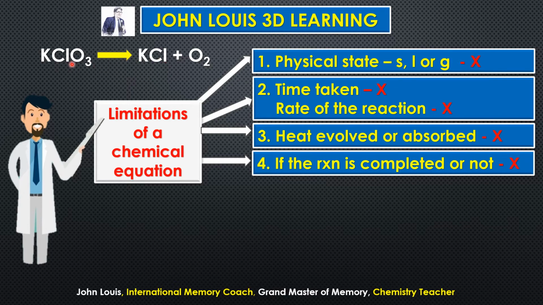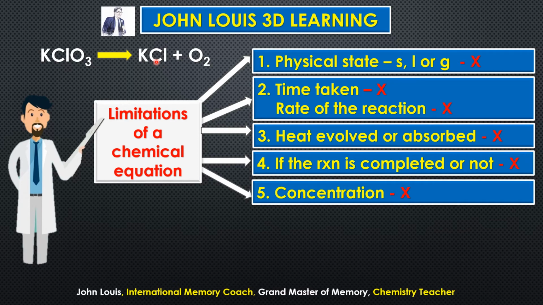Then the fourth limitation is if the reaction is completed or not. So here potassium chlorate decomposes to give potassium chloride plus oxygen. Whether this reaction is 100% completed or only 50% completed or 70% completed, we do not know. So this is not given by the chemical equation.